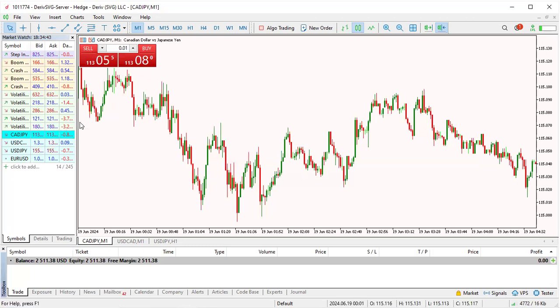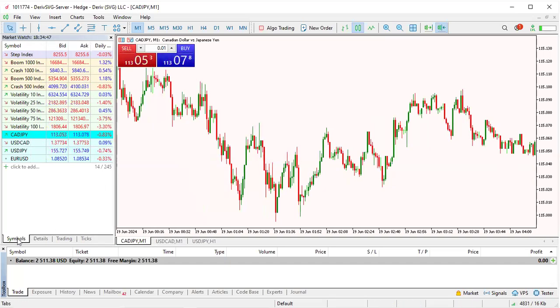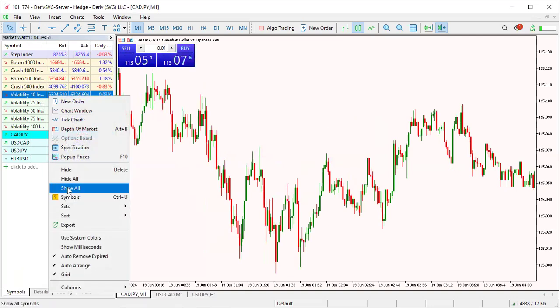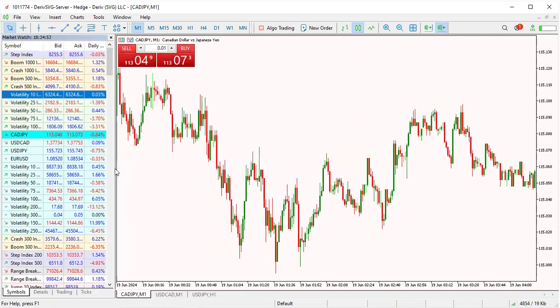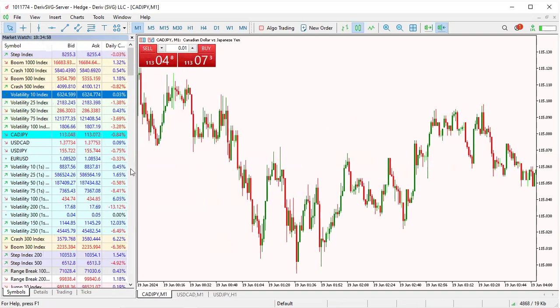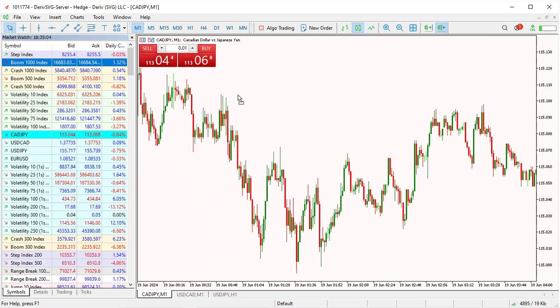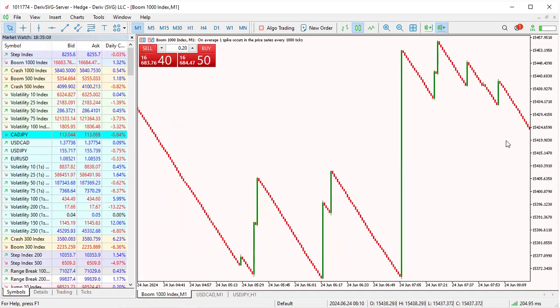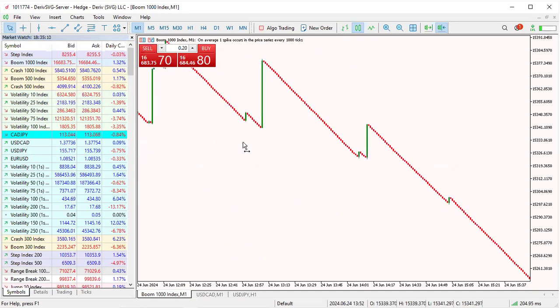So yeah, once you log into your standard account, you can show all, okay? You can show all. What you have here is a list of the instruments you can possibly trade. You have Boom 1000. You can simply drag it here. You see how they behave. We'll explain in a short time now.